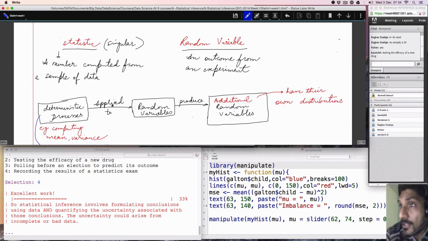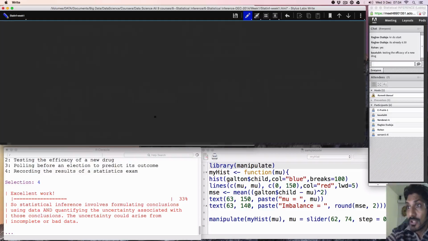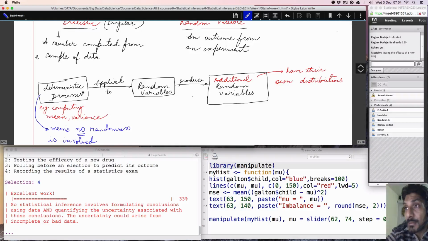Now, what are we doing? We're saying that we have these random variables that we are generating, right? Say, for example, throwing the dice. And then we apply formulae or certain concepts on these random variables that will give rise to additional random variables. Okay, what do you mean by deterministic processes? These processes actually do not have any randomness involved. So for example, if I want to calculate the mean of a random variable, the methodology or the whole process will be still the same.